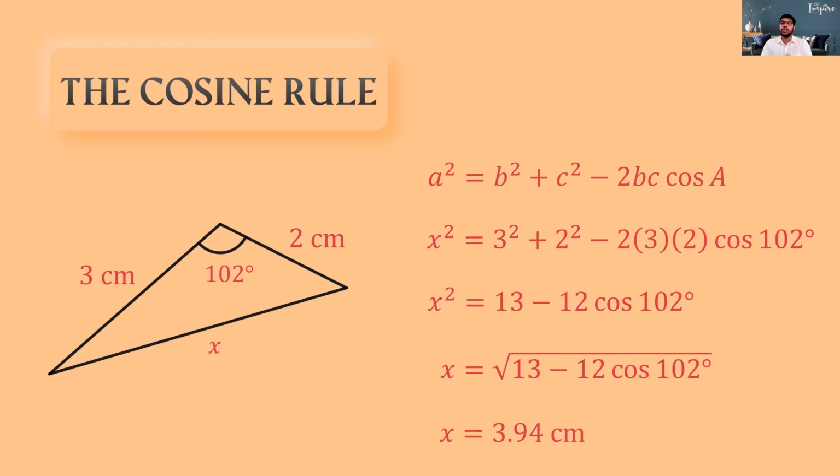And that is all equal to x squared. So now I want to get x, so I take the square root of the entire thing, right? I asked the kids to put it in the calculator and check. You can check it yourself as well, right? So the square root of 13 minus 12 cos 102 would get you the answer for x, which comes out to be 3.94 centimeters, right? So I hope that's clear, right?